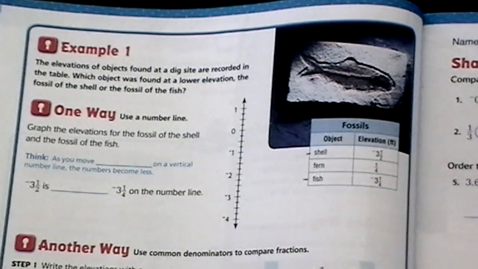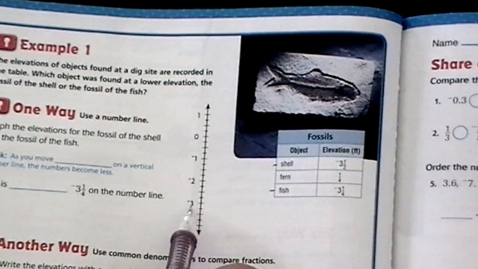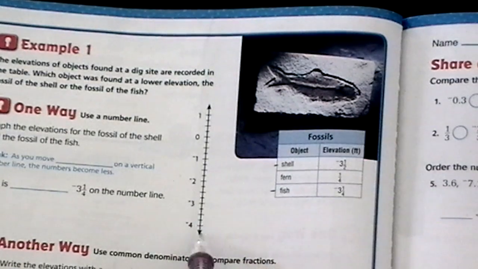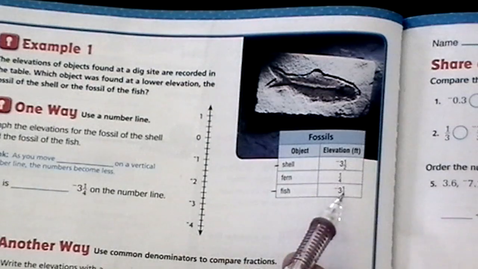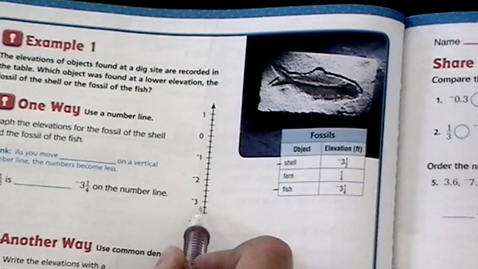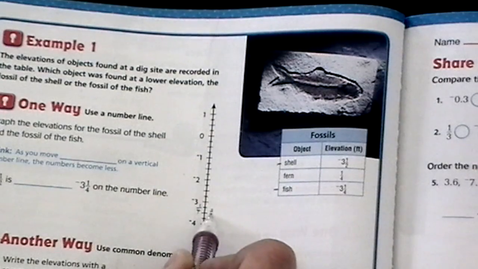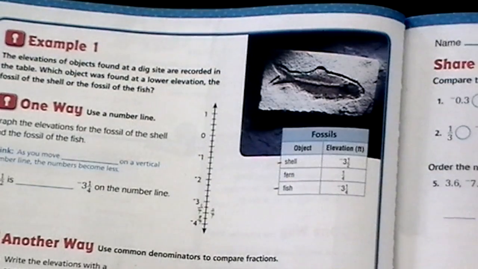So let's do that. Fossil of the fish was negative 3 1/4. Well, I know that's going to fall between negative 3 and negative 4, about 1/4 of the way. So let's count our intervals and see how many we have. 1, 2, 3, 4. We've got 4 intervals. That's perfect because each one of these is going to stand for 1/4. So we'll have 1/4, 2/4, 3/4, and then 4/4.